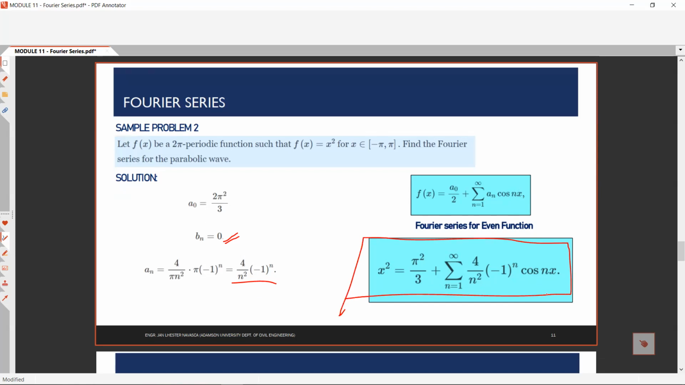Okay, this one is our final answer for the Fourier series expansion of a parabolic wave f of x equals x squared from negative pi to pi.